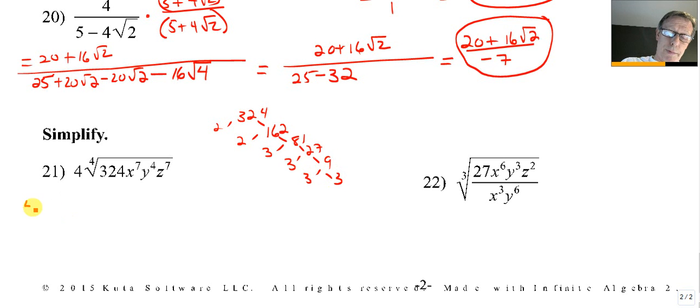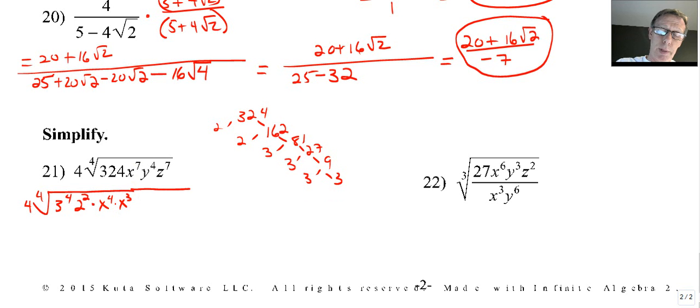So we can see that what we have is 4 times the fourth root. We have 1, 2, 3, 4, so I have 3 to the fourth times 2 squared. Now I'm going to break this x to the seventh up into perfect fourth powers. So that would be x to the fourth times x cubed, right? Because 4 and 3 would add to give me 7. Let's take y to the fourth, and we'll just leave it as y to the fourth because that would be a perfect power of the fourth root. Z to the seventh, let's break that up into z to the fourth times z cubed.